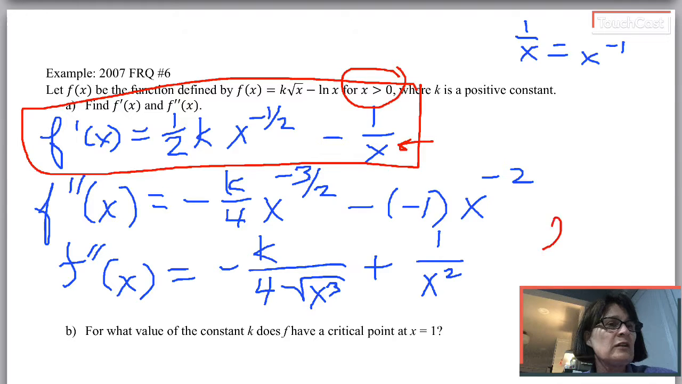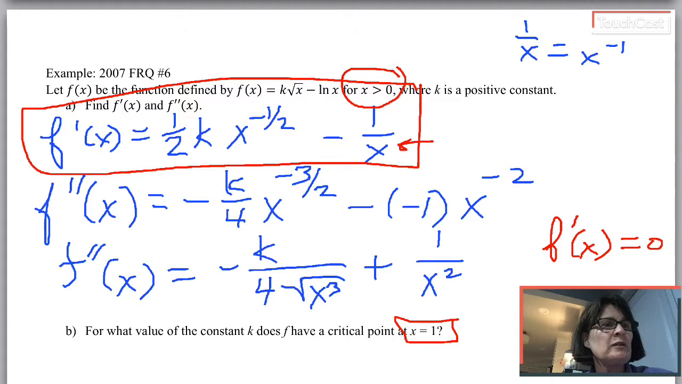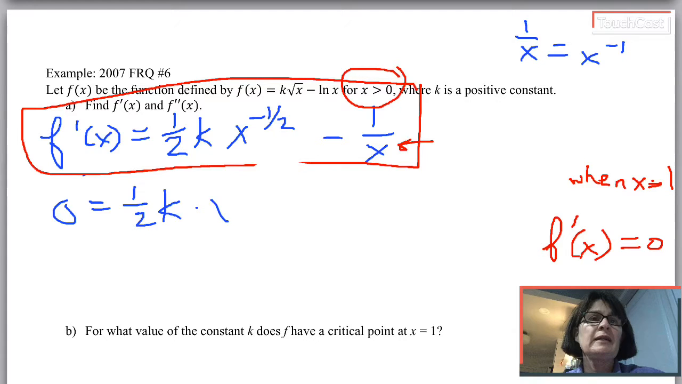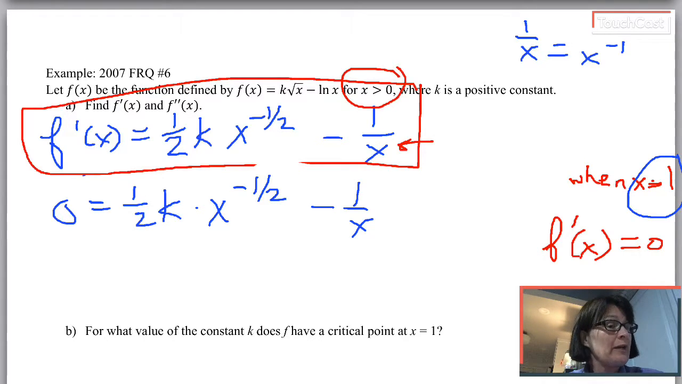So this is the equation I want to solve. F prime of x equals 0. So that's what I'm going to do. I have this one other piece of information: when x equals 1. So I'm going to try to figure out what k is going to be so that when x is 1, my f prime of x will be 0. So I'm going to write this equation, f prime of x equals 0. So 0 equals 1/2 k times x to the -1/2 minus 1 over x. Now I'm going to let x equal 1, and I'm going to try to figure out what k is.